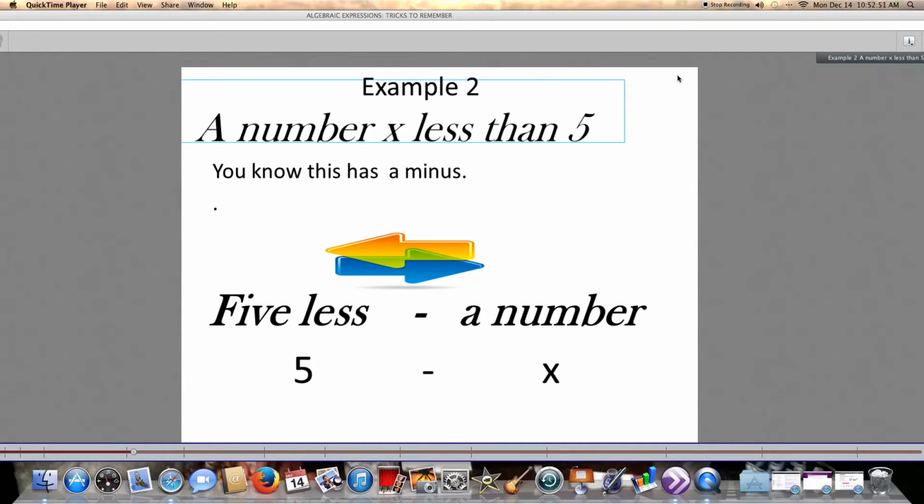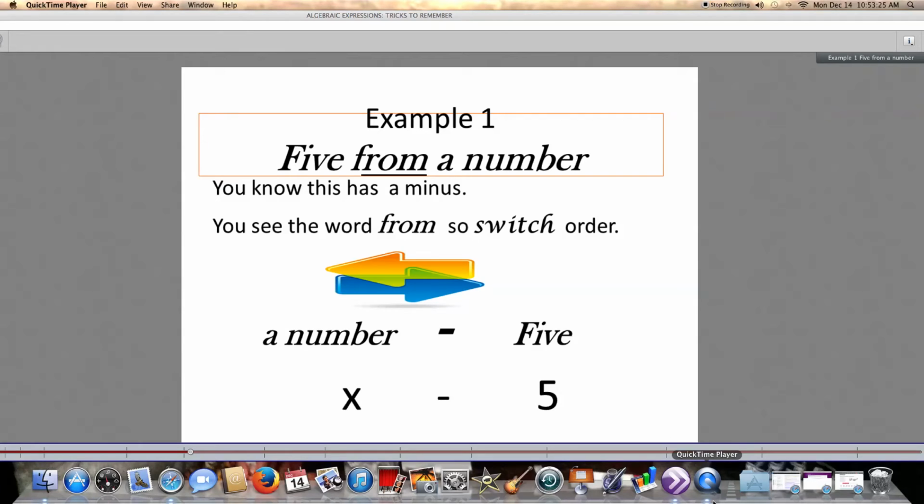A number less than 5. Well, in this case, you have the words less than, and when you see the words than or from, and it is subtracting, you know you switch the order. So you write a number at the end of the sentence here. And the 5, instead of at the end where it's first, you write it at the beginning. So now you're going to write 5 minus x.